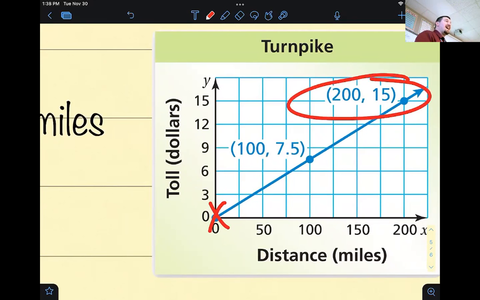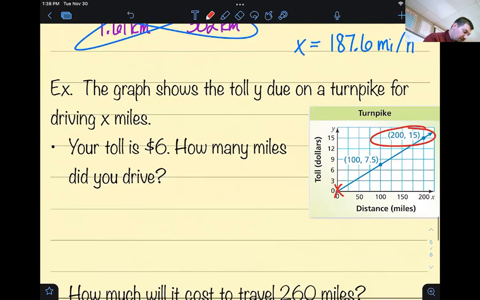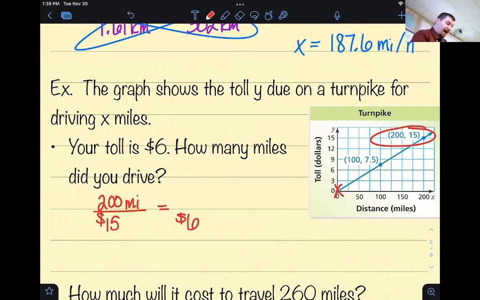I'm going to use the one that doesn't have a decimal. And I'm going to use the one that says that if you drive 200 miles, you have to pay $15. Make sure you know what each number stands for. 200 is the X number, it stands for miles. So if I drive 200 miles, I will pay $15. Because we're in a section titled proportions, I'm going to set up a proportion and say that if I pay $6, I'll match that up, should go on the bottom, I would then be driving how many miles?